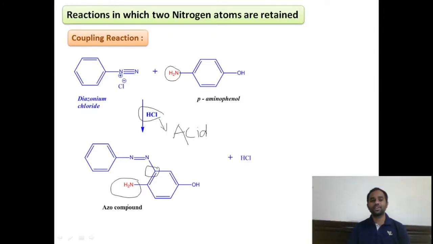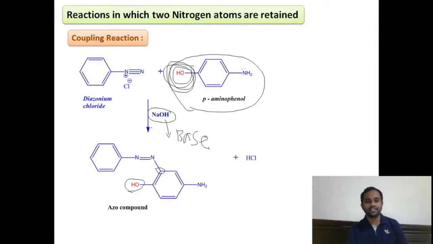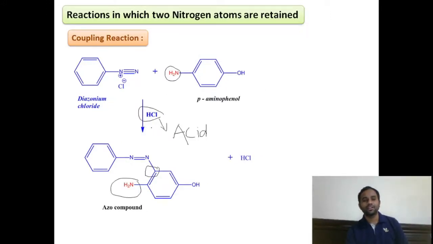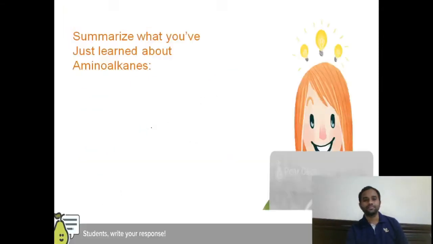So in this way, the incoming diazo group will take the position ortho to the amine group, because here the reaction condition is acid, whereas in the previous case the reaction condition is base, therefore the coupling takes place with respect to the OH group, right? This is what about the coupling reaction, right?